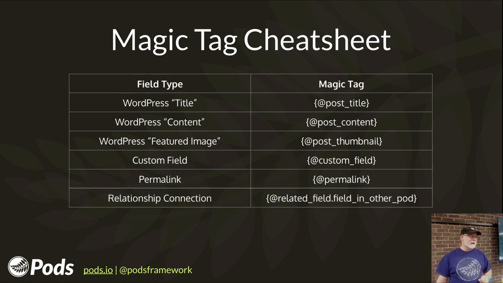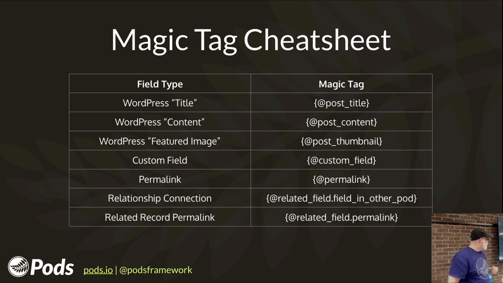The relationship connection is where it gets kind of confusing. Use related_field.field in the other pod. So if I'm using related staff member or related staff, I'm going to go related_staff.post_title, and that'll give me Aphrodite's name. Or related_staff.email_address and give me her email address. Make sense? And the related record permalink is related_field.permalink.